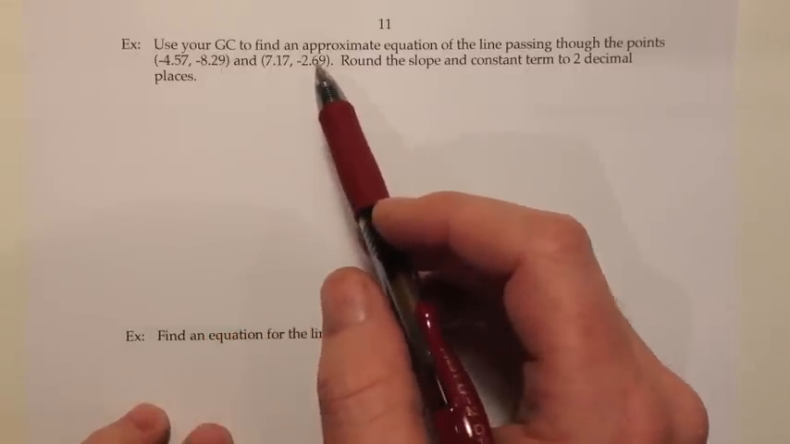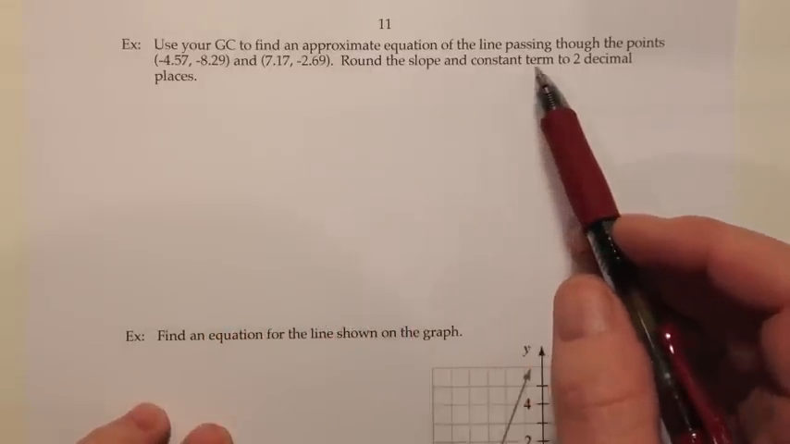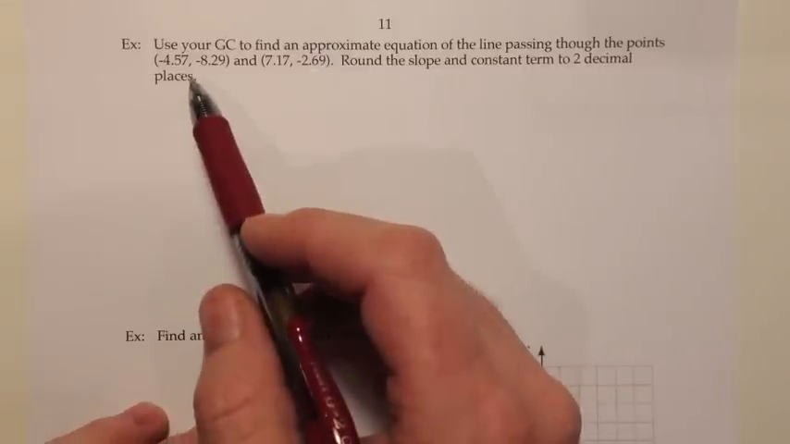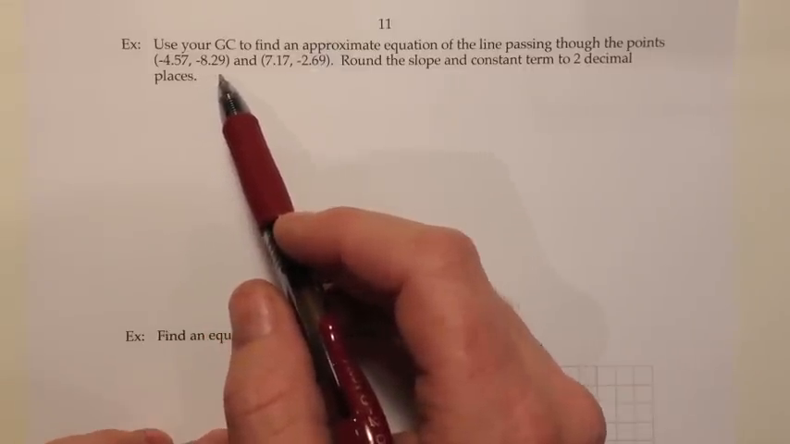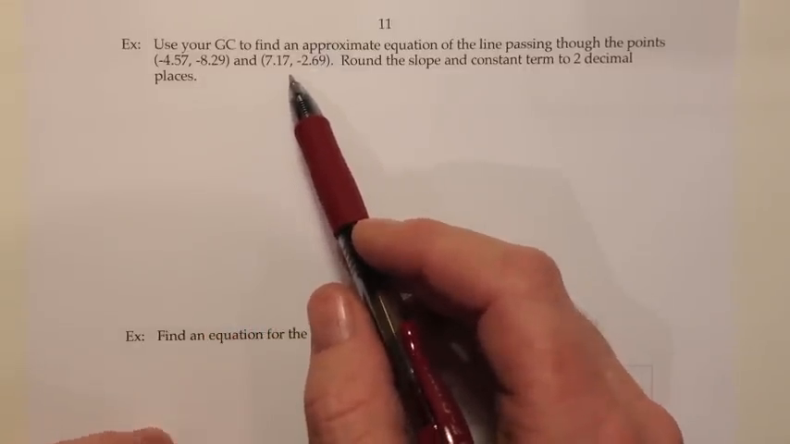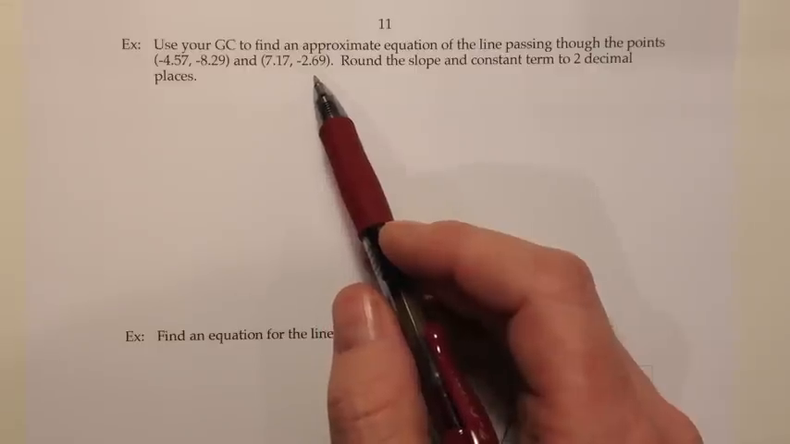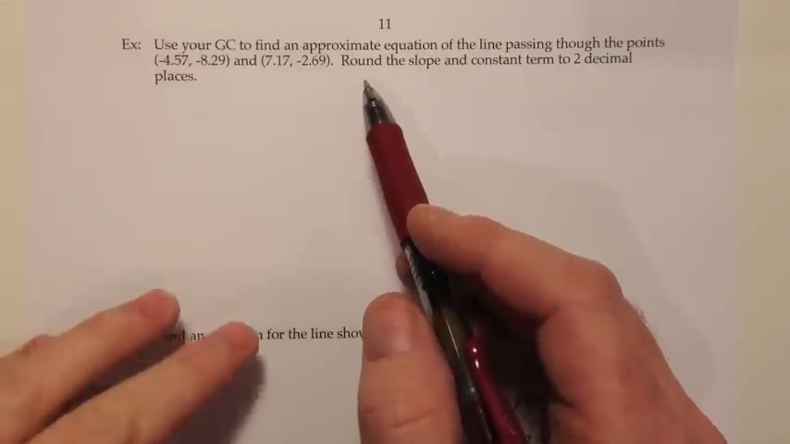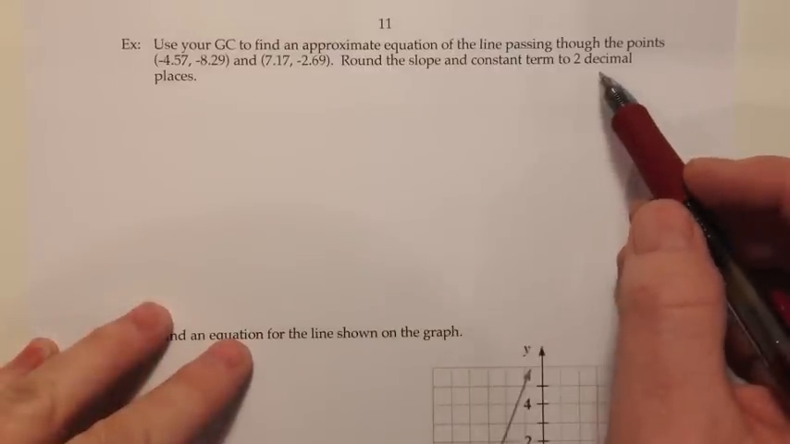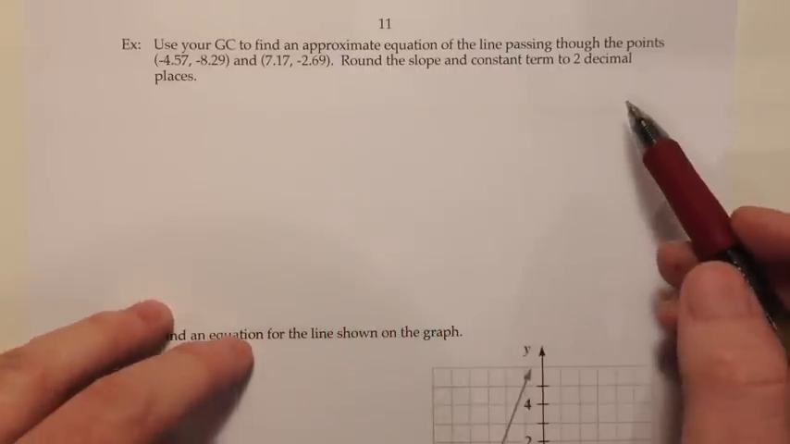Use your graphing calculator to find an approximate equation of the line passing through the points (-4.57, -8.29) and (7.17, -2.69). Find the slope and the constant term to two decimal places. Sorry, round them to two decimal places.